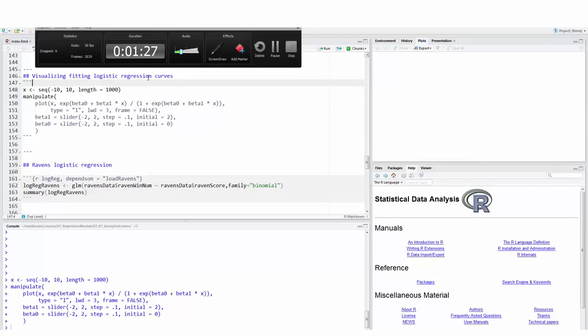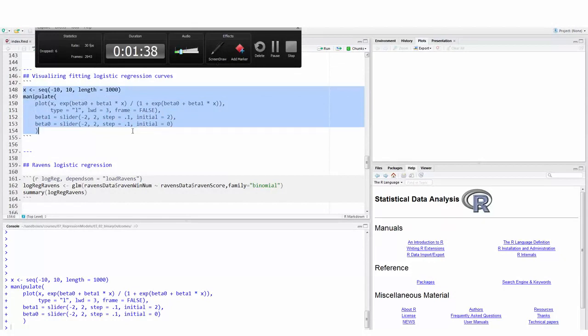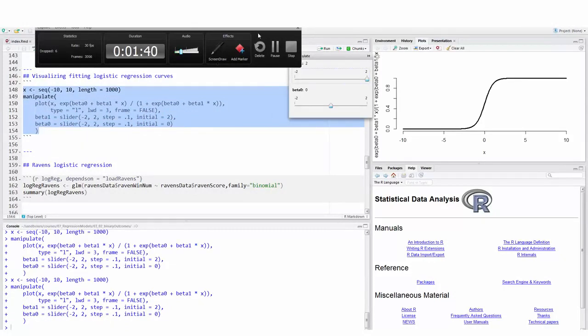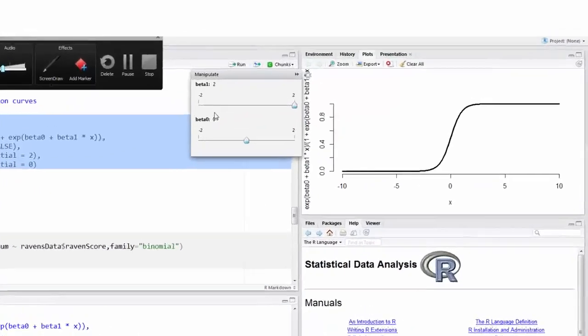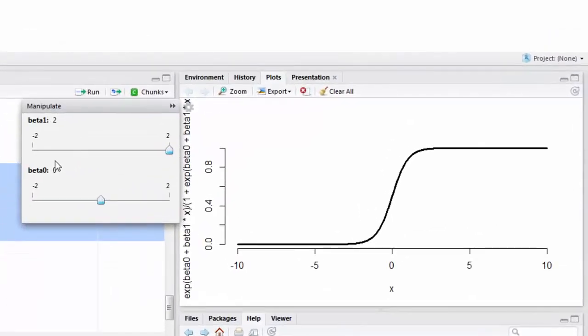Okay, so let's look at logistic regression curves and think about how R is fitting the data. So here I'm going to use the package manipulate, and I have my beta 2 and my beta 1 set here. And so here's my logistic regression curve. Looks like an S kind of, and here's beta 1.